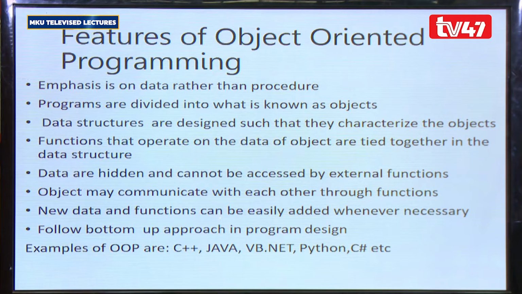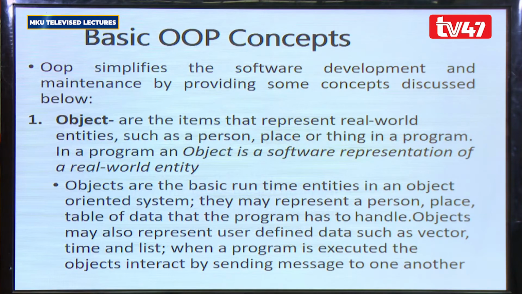And of course, the approach used in object-oriented programming follows a bottom-up approach in program design. Some common examples of object-oriented programming languages are Java, Python, C#, and of course C++, because C++ will be our area of interest. So now that we have compared procedure-oriented versus object-oriented programming, let's look at basic OOP concepts.